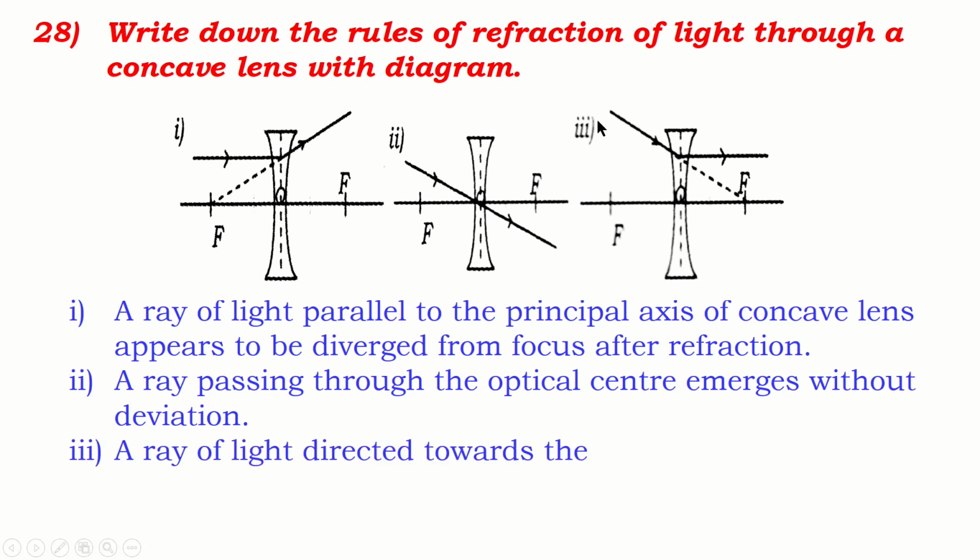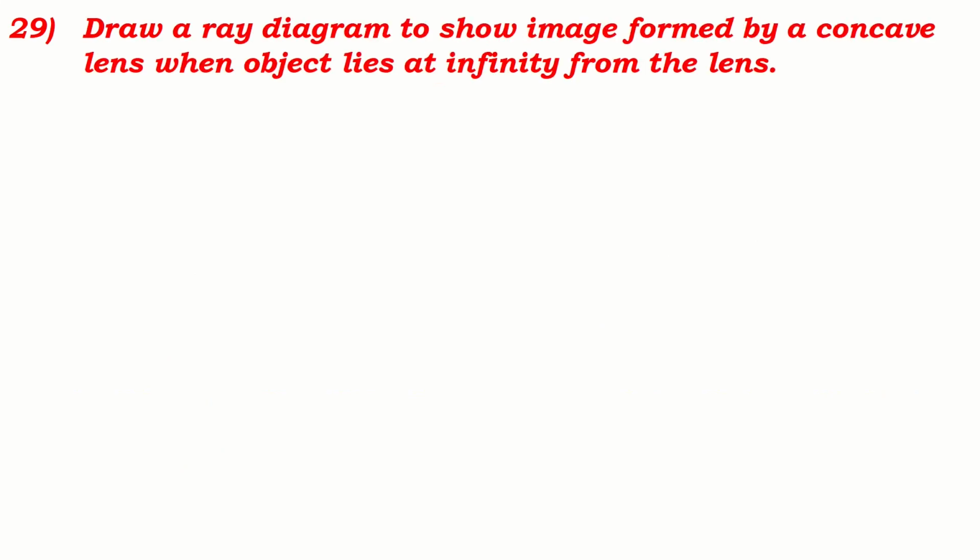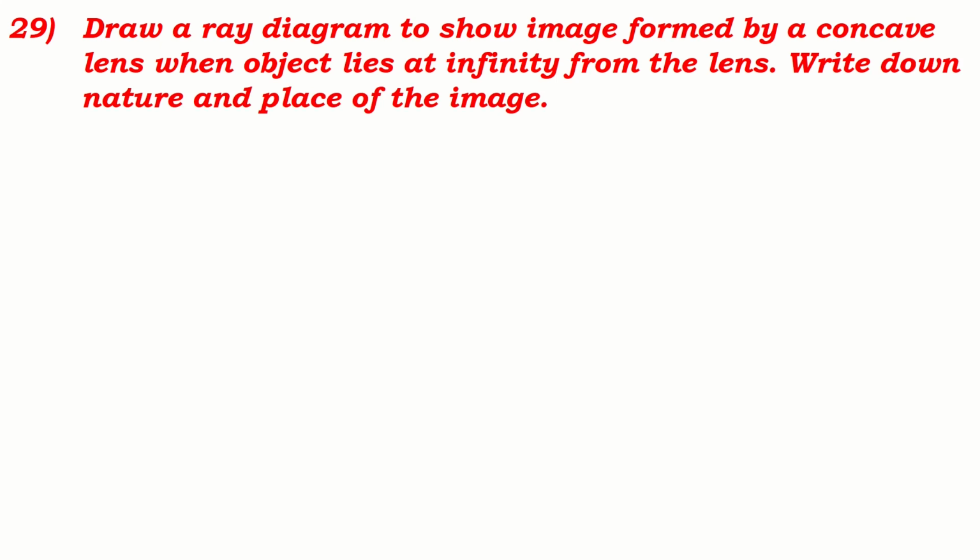Now look at this another rule. This is the third rule. A ray of light, if directed towards the focus, then it refracts parallel to the principal axis. These are the rules with which a ray of light passes through a concave lens, and among these 3 rules we are using the first and second for the formation of image by a concave lens. Okay, let's draw the image formed by a concave lens. Draw a ray diagram to show the image formed by a concave lens when the object lies at infinity from the lens. Write down the nature and place of image.